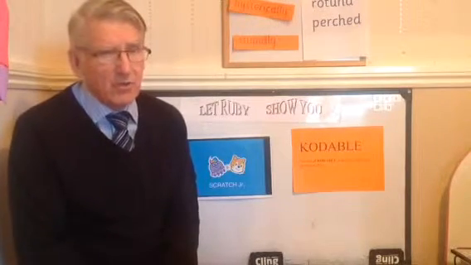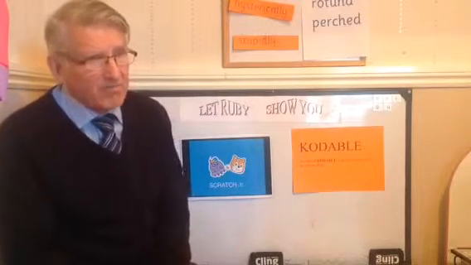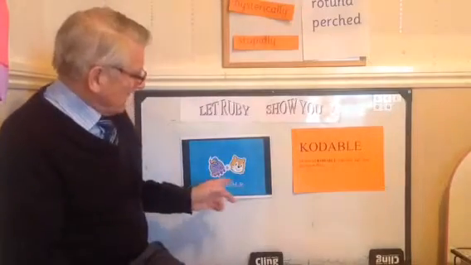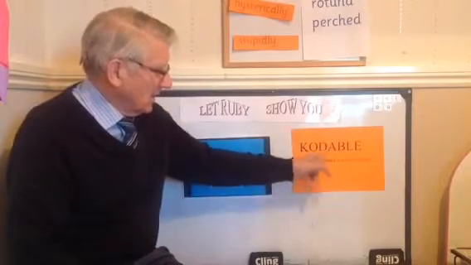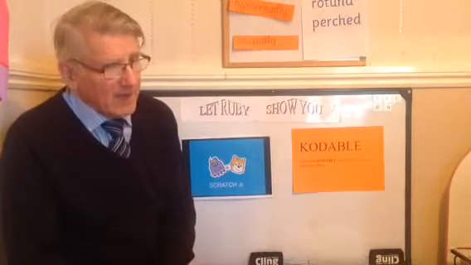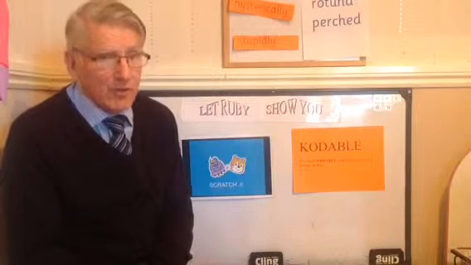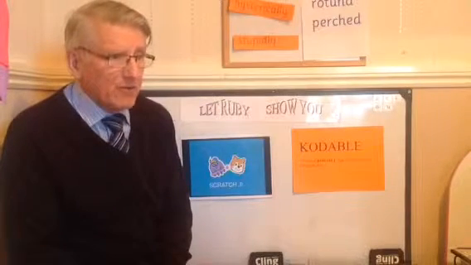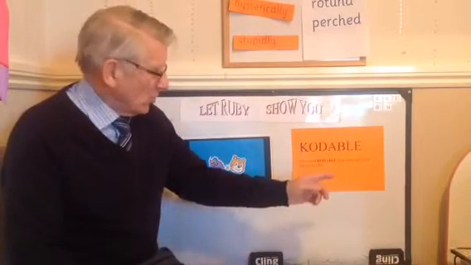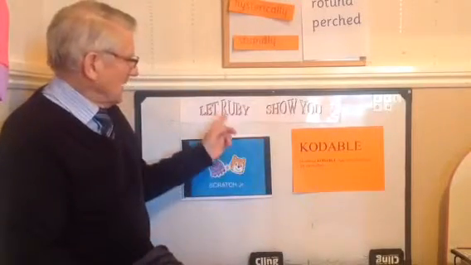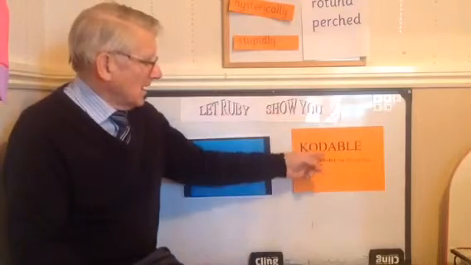Most schools use Scratch as a coding example. For younger children, I've found that Scratch Junior is a good program and Codable is a good program. I've tried both of these with my great-granddaughter Ruby, who's 6, and she found both of them easy. So easy, in fact, that she's going to do a program herself on YouTube on Codable to show how to use Codable. So look out later on for Let Ruby Show You, and she'll show you how to use Codable.